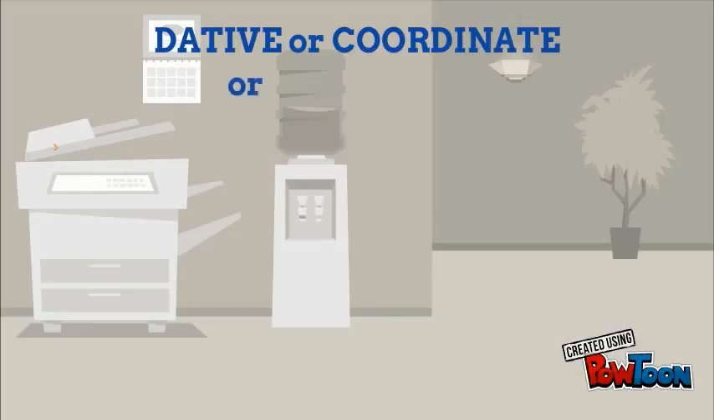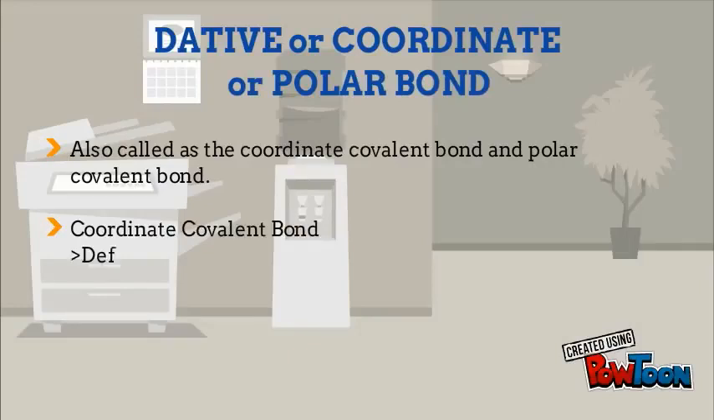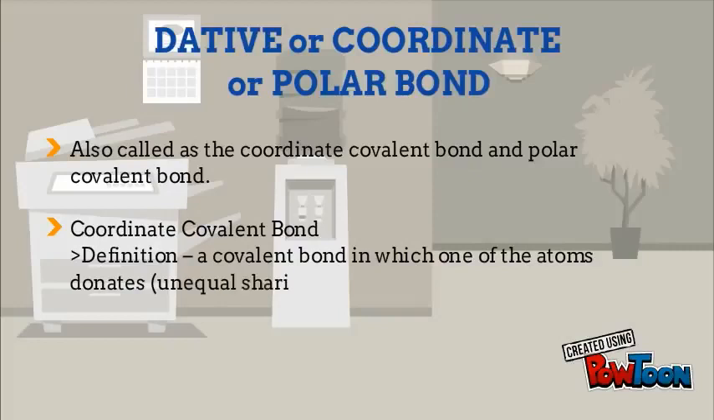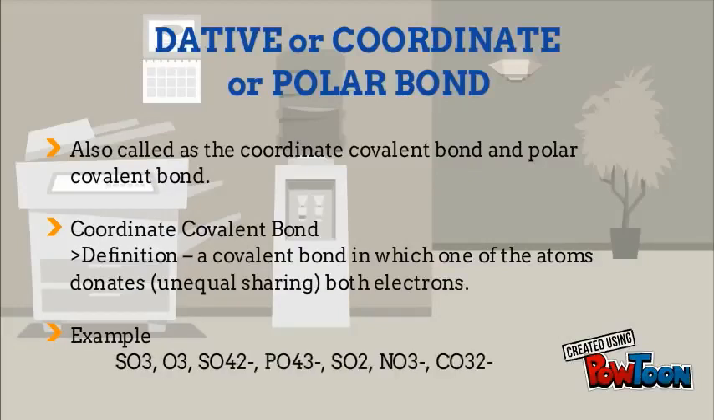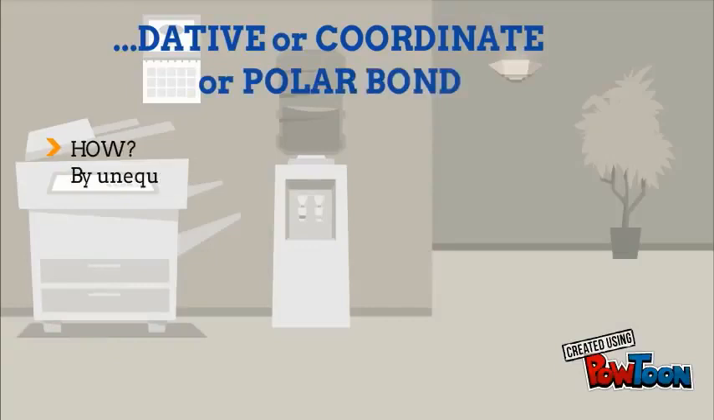Also called the coordinate covalent bond and polar covalent bond. Coordinate covalent bond. Definition: a covalent bond in which one of the atoms donates both electrons, with unequal sharing. Examples: SO3, O3, SO4 2-, PO4 3-, SO2, NO3, CO. Continue from dative or coordinate or polar bond.